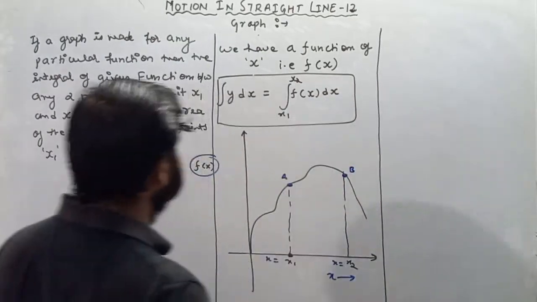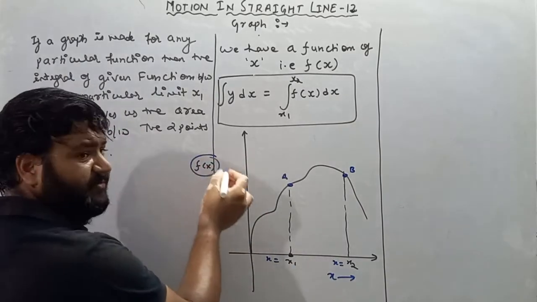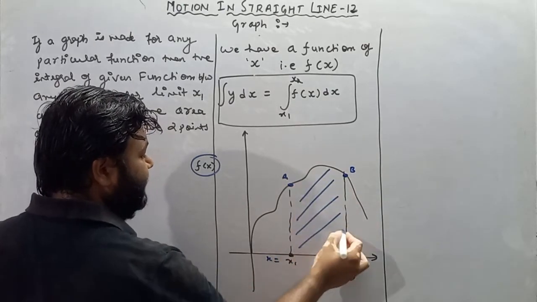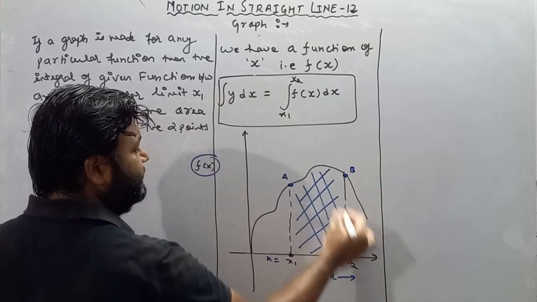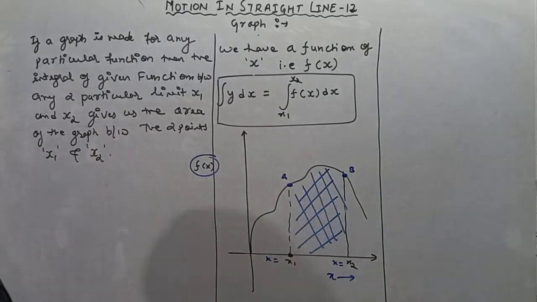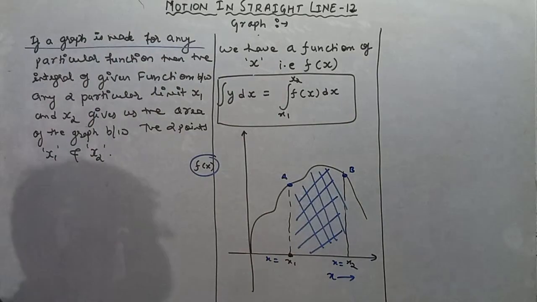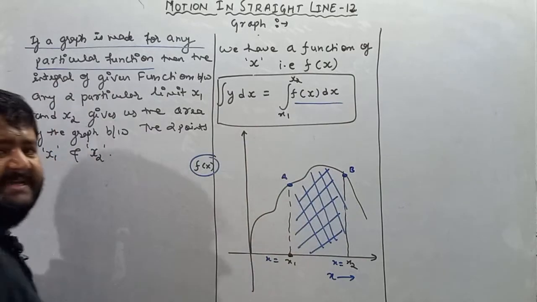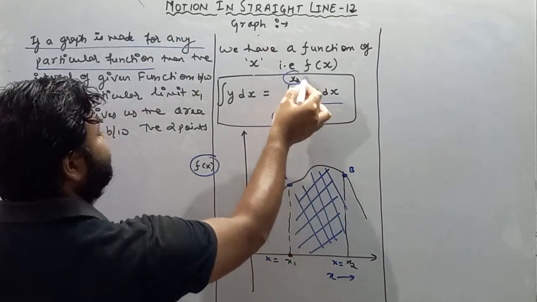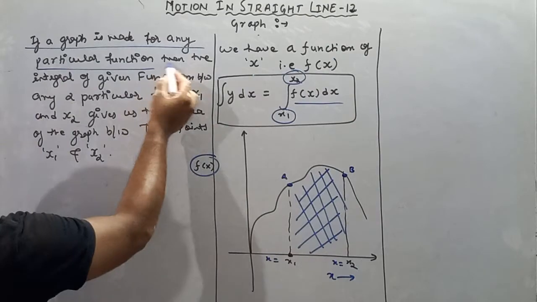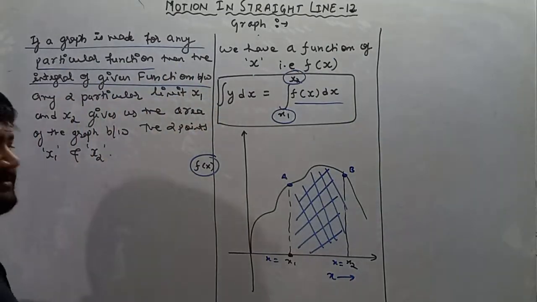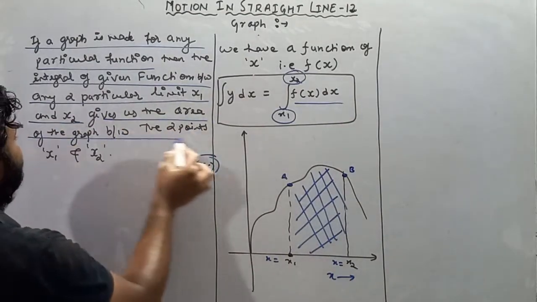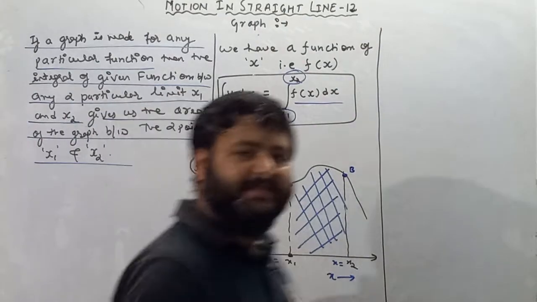If you see here, my dear student, if I make a graph of the function with respect to x, then I'll get an area. See, this is an area. I'll write here: if a graph is made for any particular function f(x), and I put limits x1 to x2, then the integral of the given function between the two limits x1 and x2 gives us the area of the graph between the two points x1 and x2.